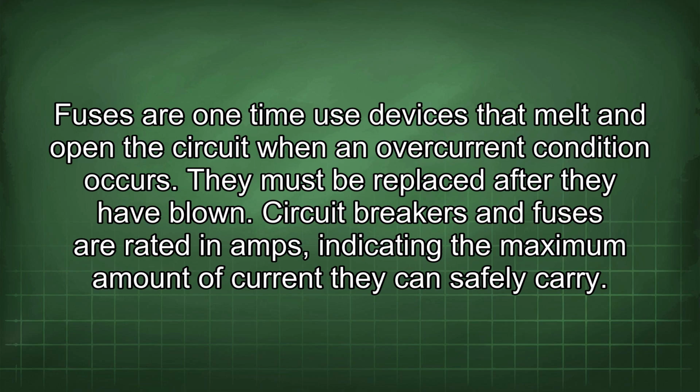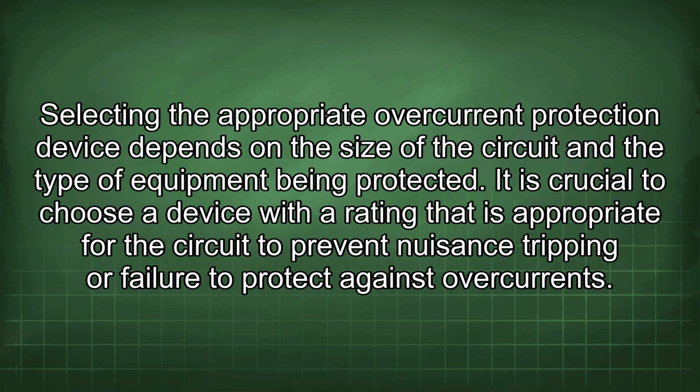Circuit breakers and fuses are rated in amps, indicating the maximum amount of current they can safely carry. Selecting the appropriate overcurrent protection device depends on the size of the circuit and the type of equipment being protected. It is crucial to choose a device with a rating that is appropriate for the circuit to prevent nuisance tripping or failure to protect against overcurrents.